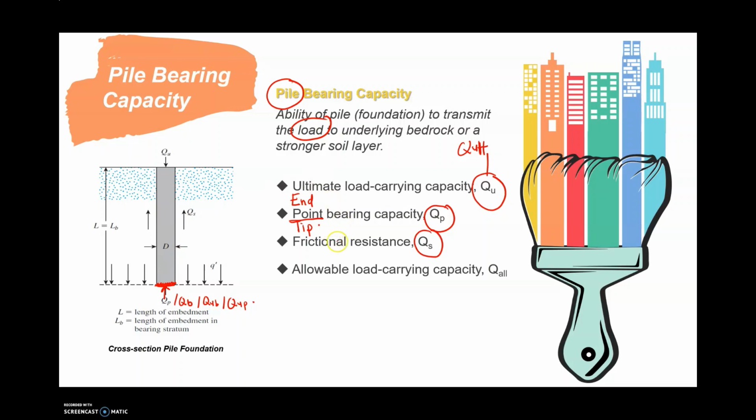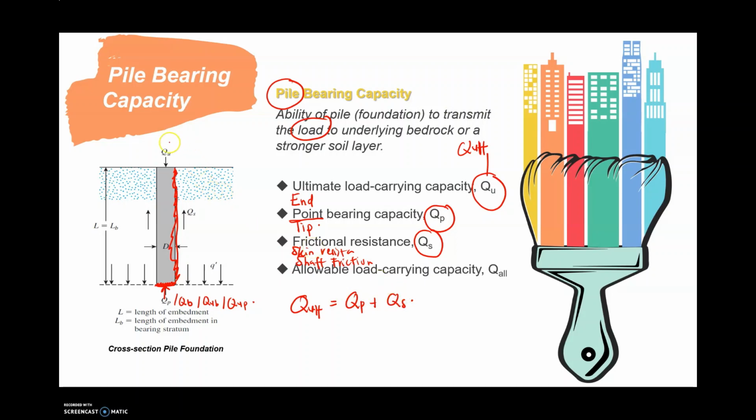Okay, and then there is the frictional resistance, QS. Sometimes we consider it as skin resistance, and sometimes as the shaft friction. Where does the frictional resistance happen? It happens along the pile foundation at the side. So in order to get the Q ultimate, it is equal to QP plus QS.